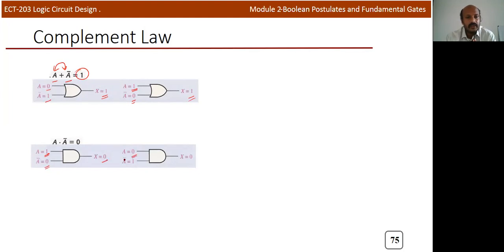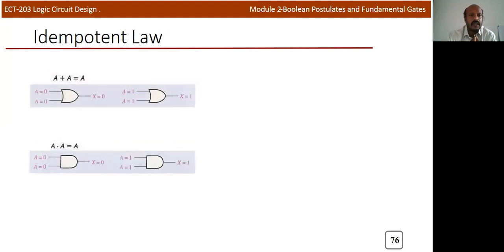Here a is equal to 0, the complement of a is equal to 1, and the output will be 0. So you can see the output is always 0 if you perform AND with the complement. A dot a bar is always 0. Irrespective of a being 0 or 1, the result is always 0. This is the complement law.